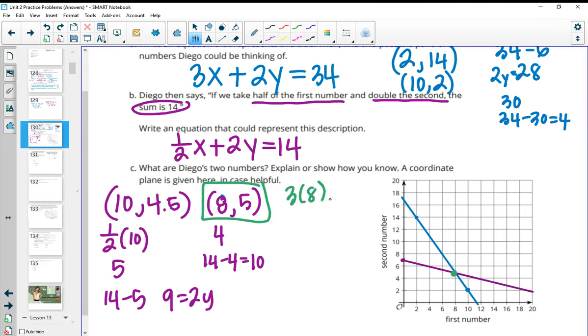So 3 times 8 plus 2 times 5, does that equal 34? So this is 24 plus 10, which does equal 34. So that's the solution. (8, 5) is a solution to both equations.